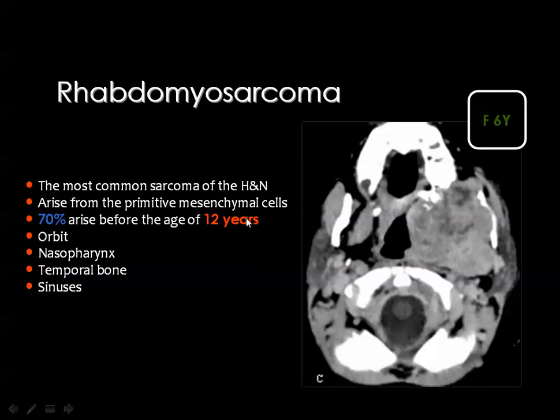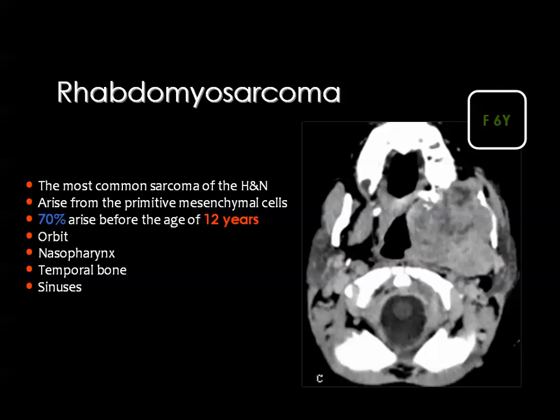Rhabdomyosarcoma is considered the most common sarcoma of the head and neck. It arises from the primitive mesenchymal cells, and most of the lesions are seen around the age of 12 years. It can occur in the orbit, in the nasopharynx, in the temporal bone, as well as in the paranasal sinuses.